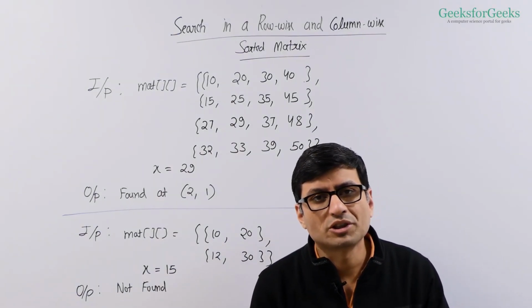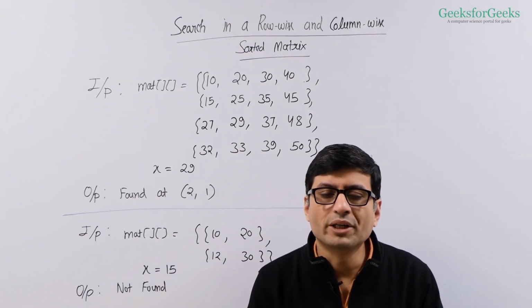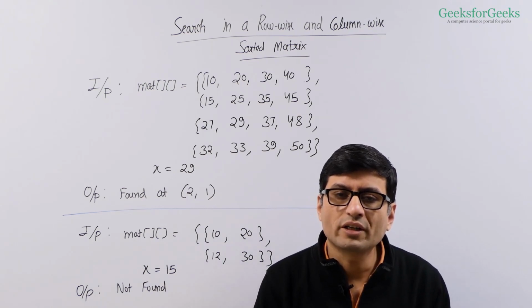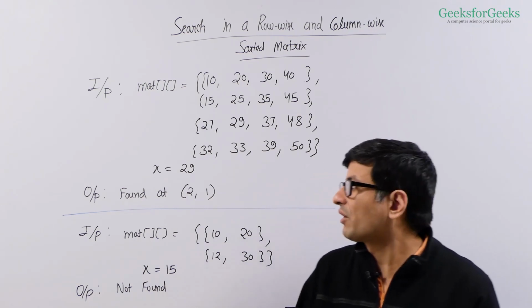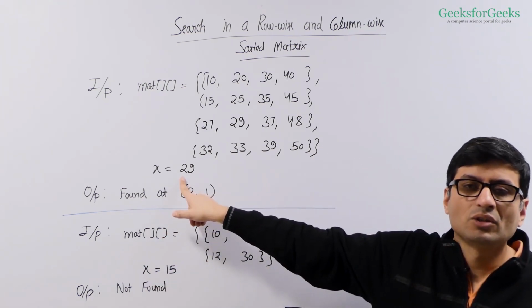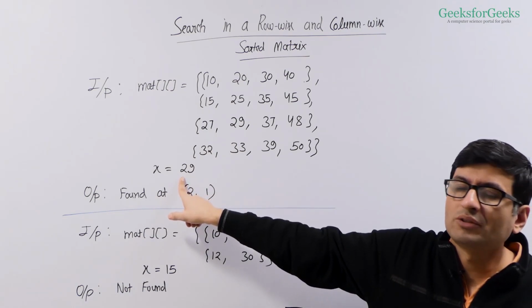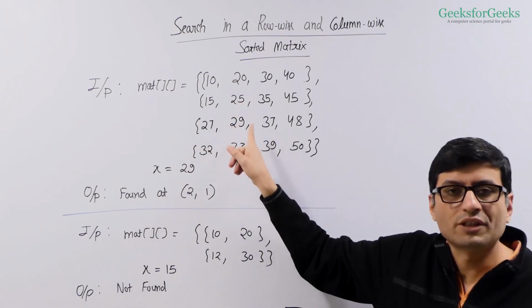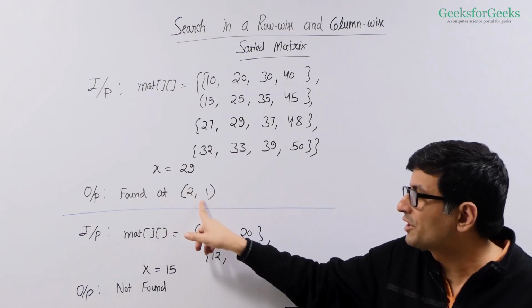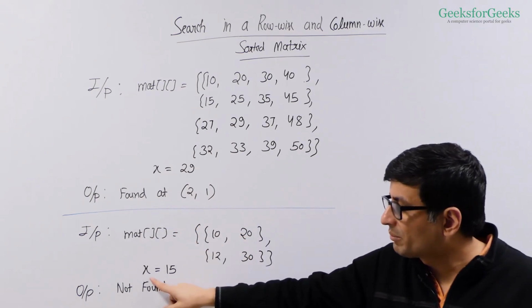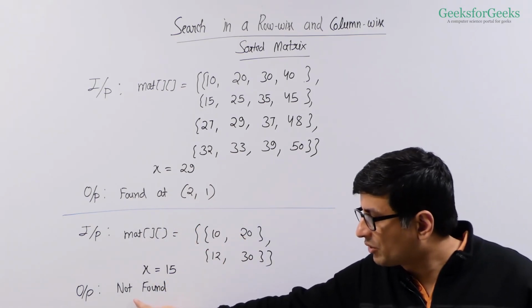Let us talk about this question. We are given a matrix which is row-wise sorted and column-wise sorted. We are also given a value x. We need to find out if this value is present in this matrix or not. If it is present, we need to print its position. And here in this example, it's not present. So we need to print not found.